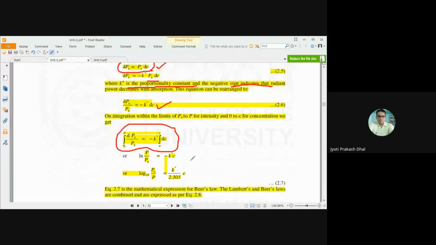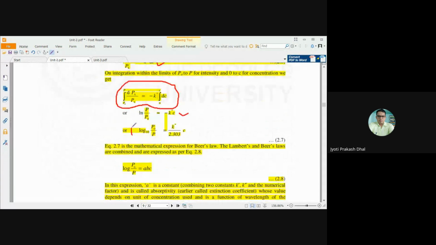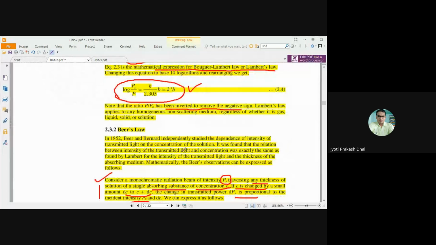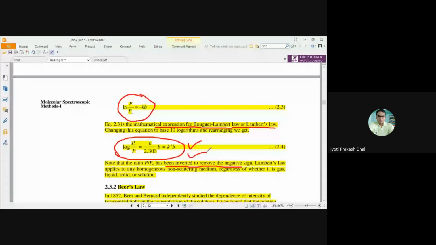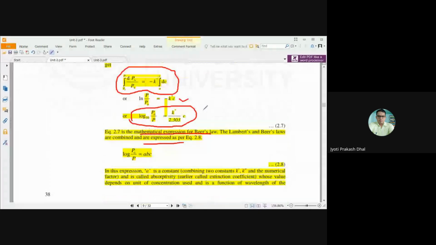So we can write ln P by P naught equals to minus k double dash c, or we can also write log P naught by P equals to k double dash c by 2.303. So this equation 2.7 is a mathematical expression of the Beer's law, and the Lambert's and Beer's laws are in combined form. So this was the mathematical expression of Lambert's law, log P naught by P equals to k dash b by 2.303, and here this is the mathematical expression of the Beer's law.